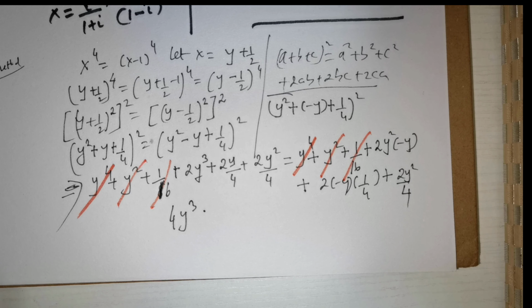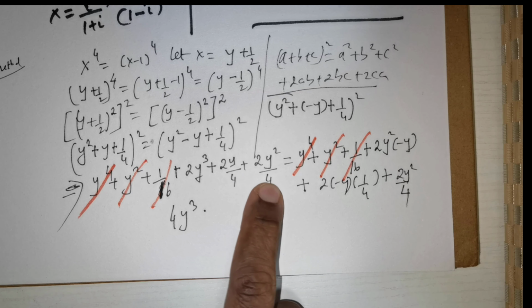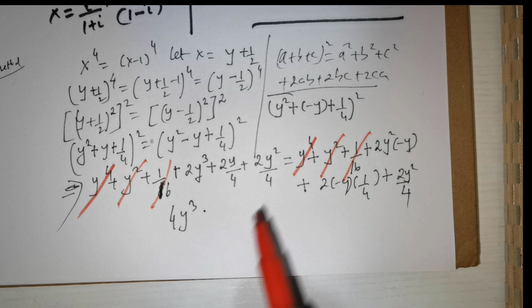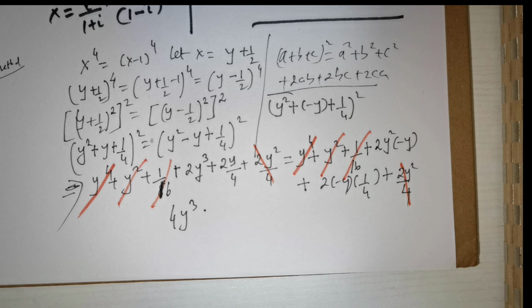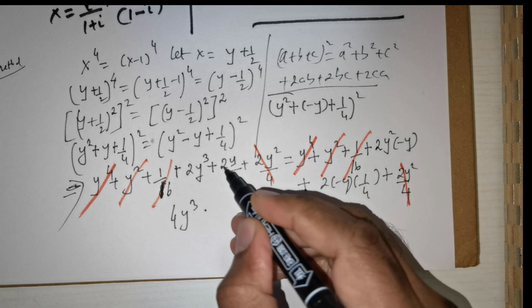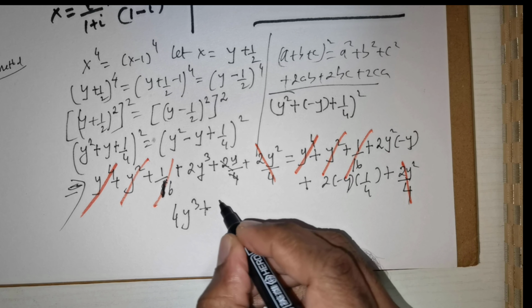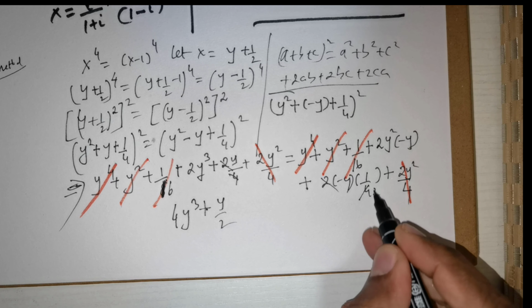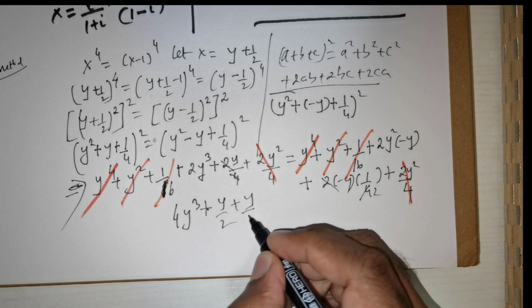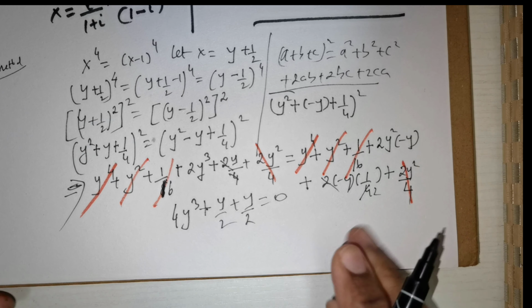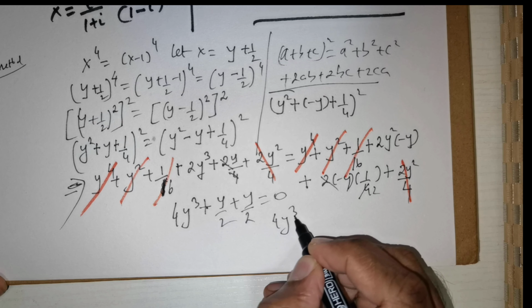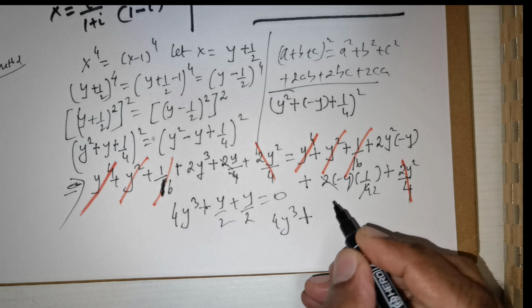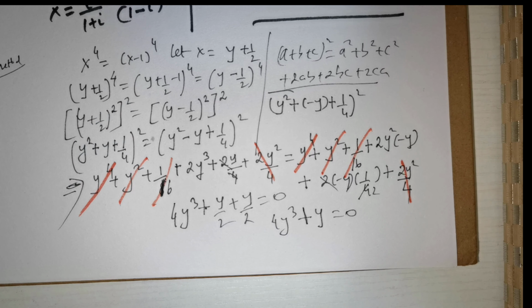And next, is there anything else? And 2y squared over 4, this will get cancelled. So you have this term left. So 1 over 2 y, right? 2 divides 4 two times, so you get y over 2, and similarly 2 divides 4 two times, you get negative y over 2. You bring this side, you get y over 2 is equal to 0. You add these two together, you get 4y cubed plus y is equal to 0.